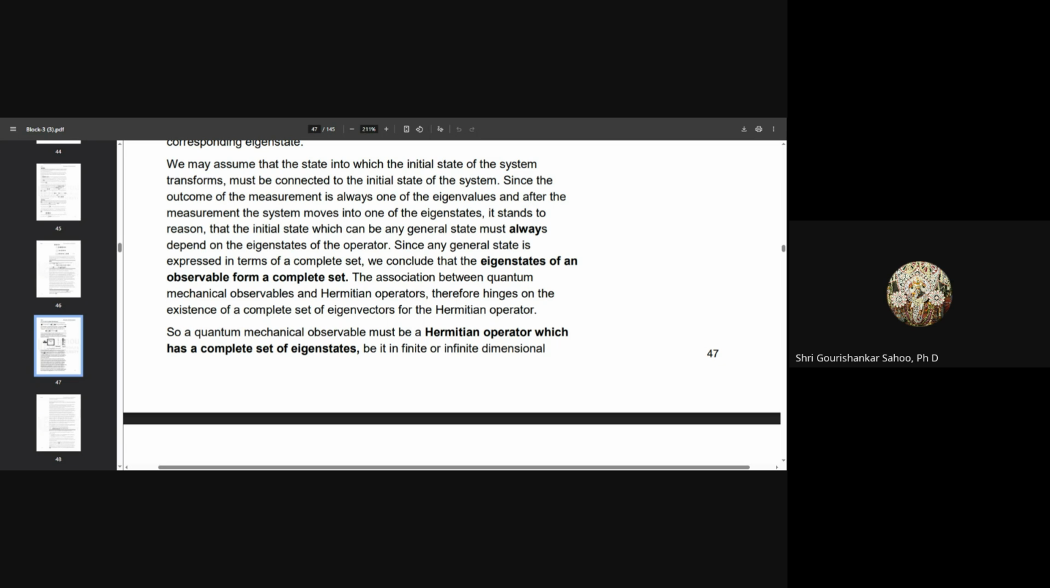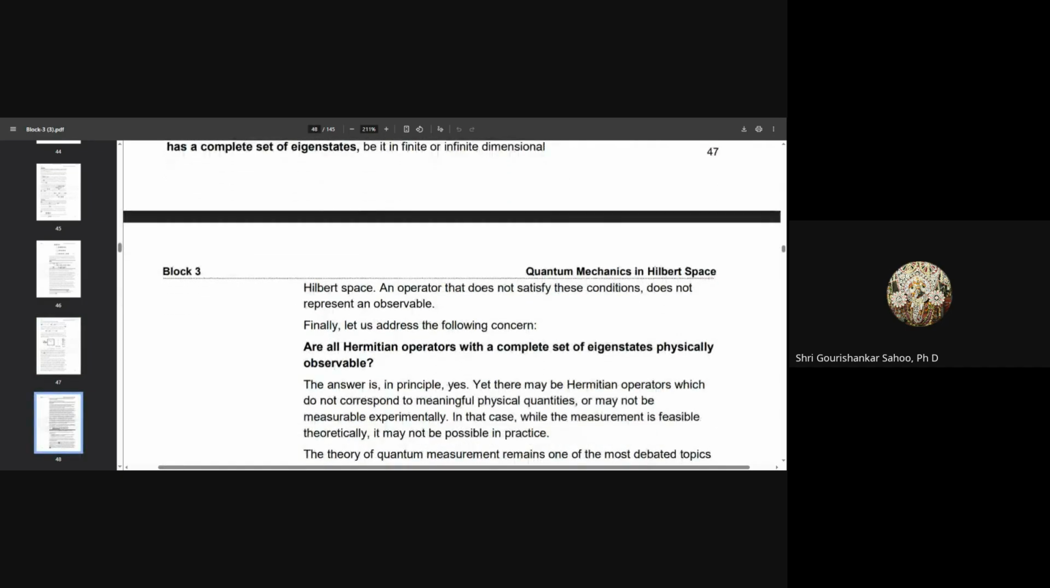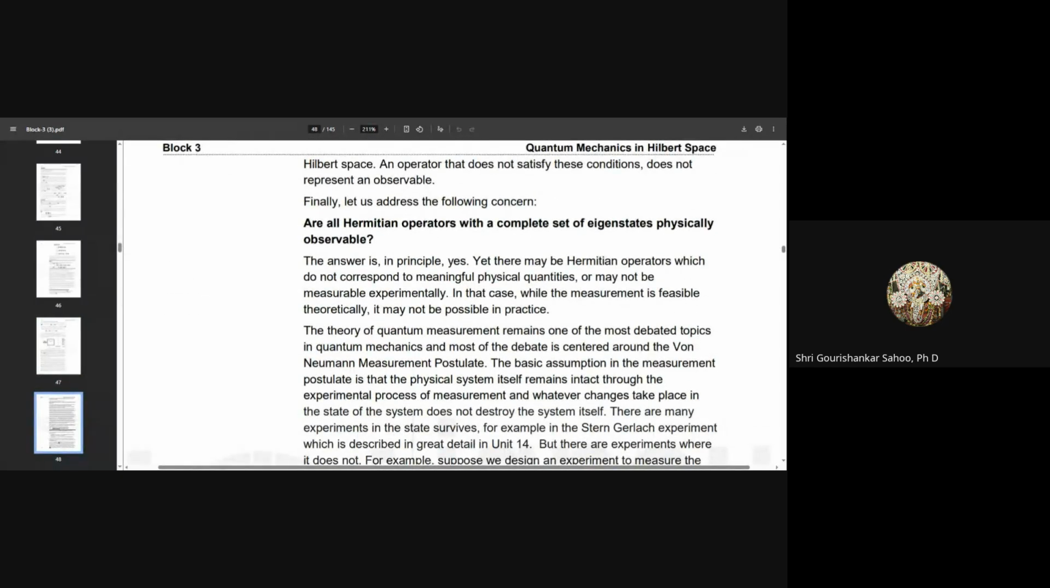So a quantum mechanical observable must be a Hermitian operator which has a complete set of eigenstates, be it in finite or infinite dimensional Hilbert space. An operator that does not satisfy these conditions does not represent an observable. So we can address the following concern: are all Hermitian operators with a complete set of eigenstates physically observable? And the answer is, in principle, yes.